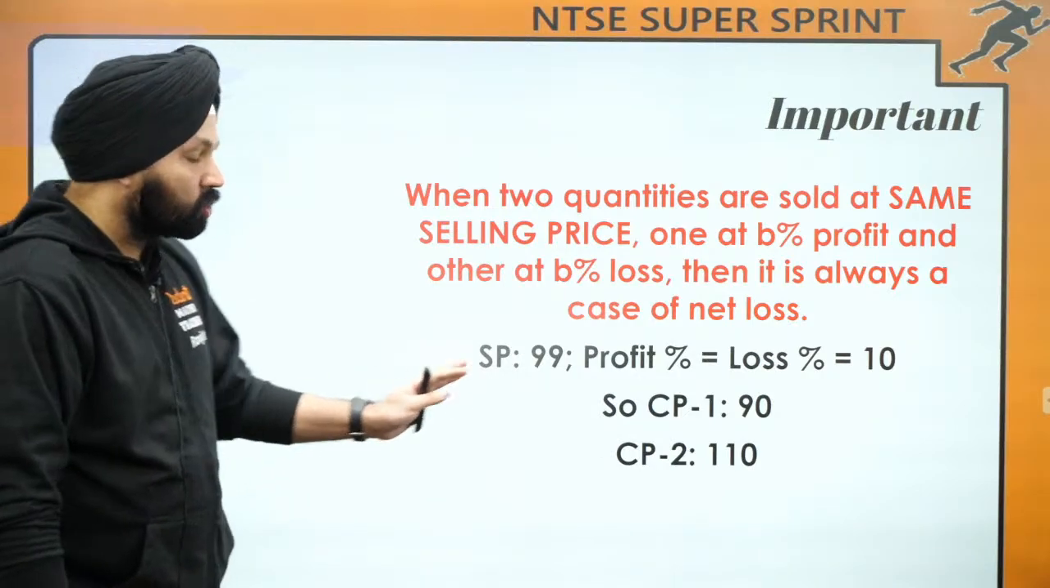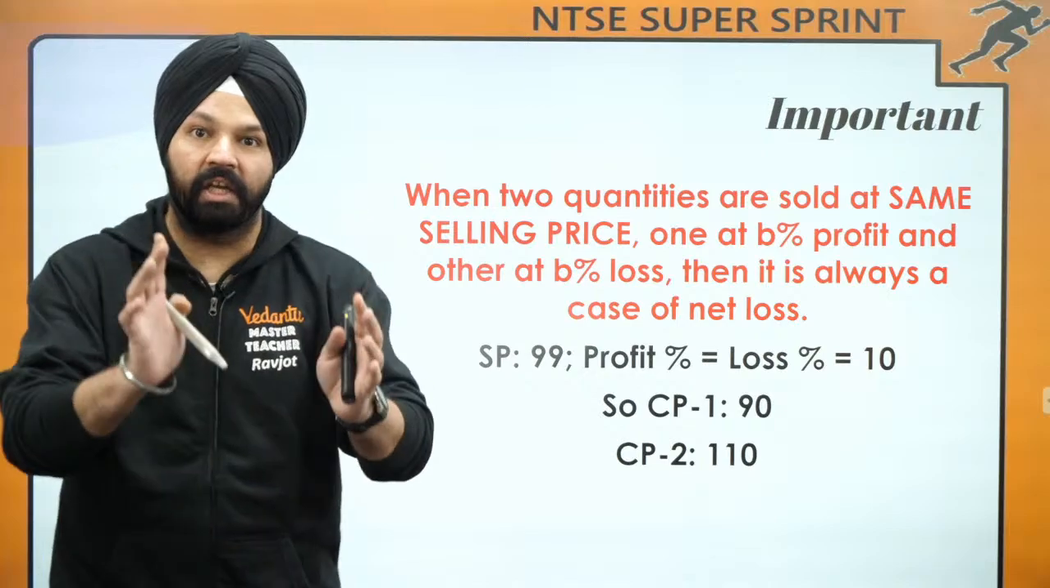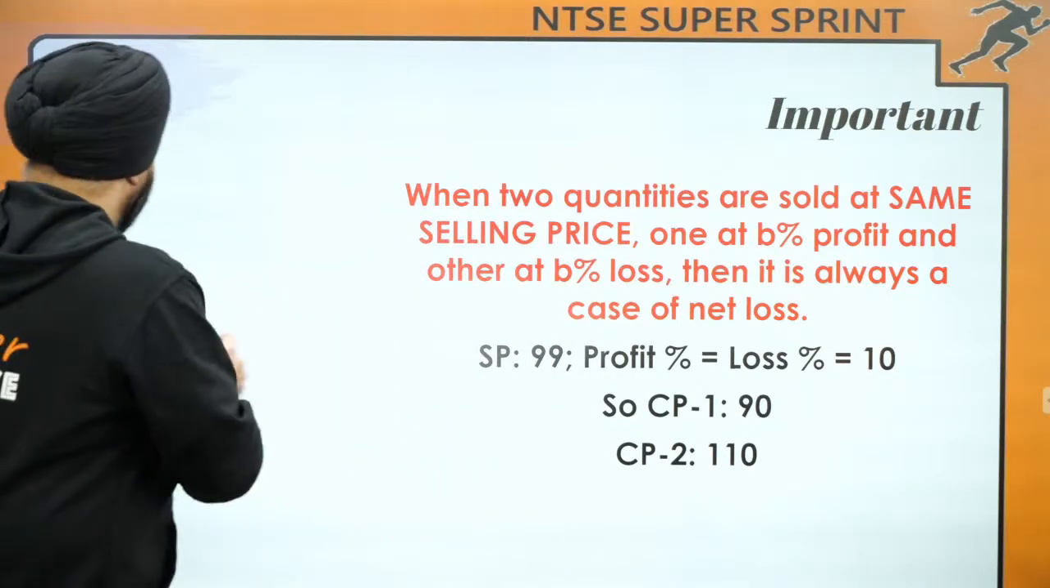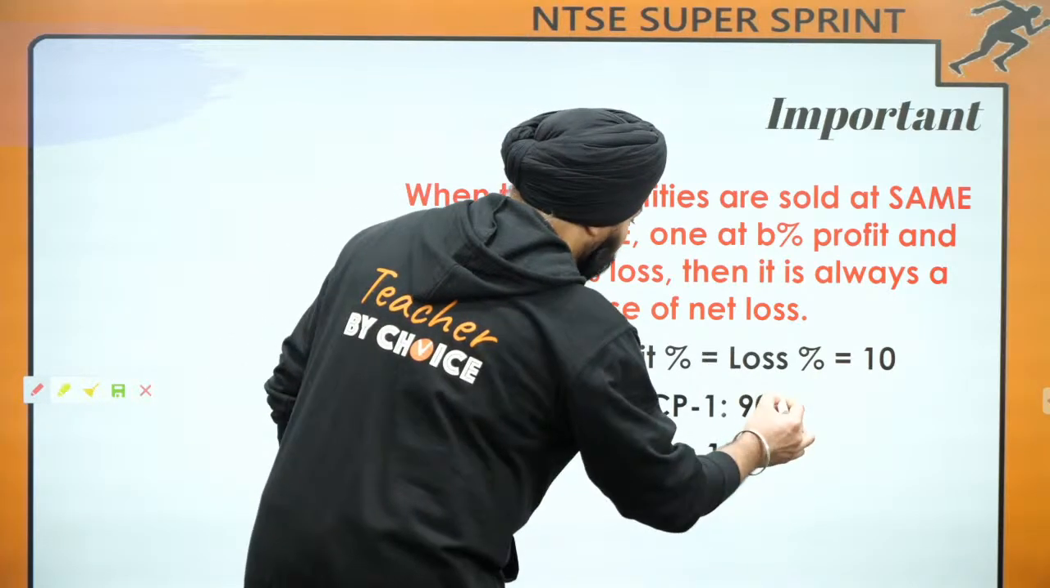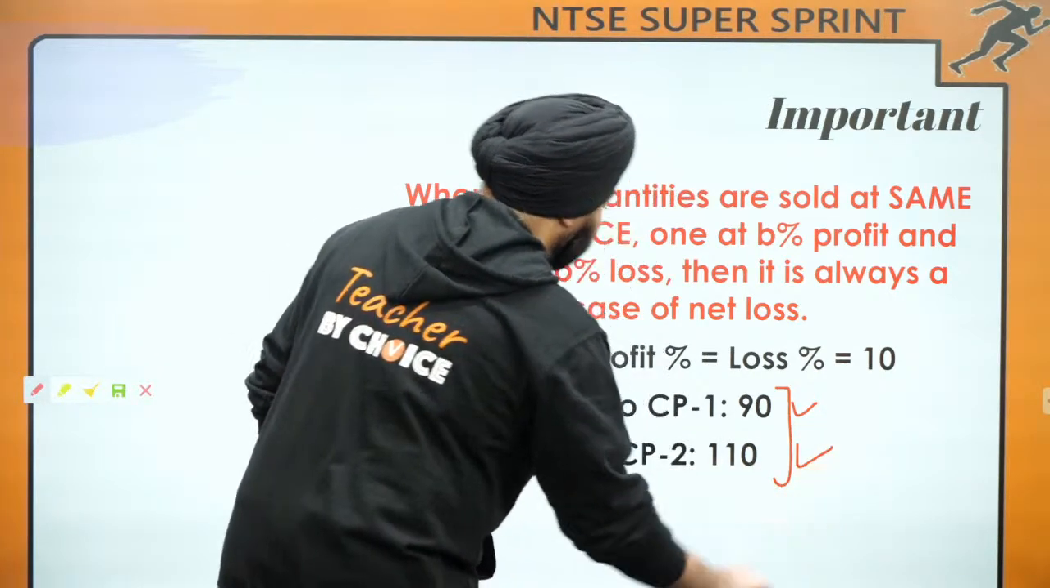So let's understand this a little with an example, so that you first get the belief that it really is a loss. Here is an example in terms of numbers. Now let's suppose there are two quantities with cost prices 90 and 110.